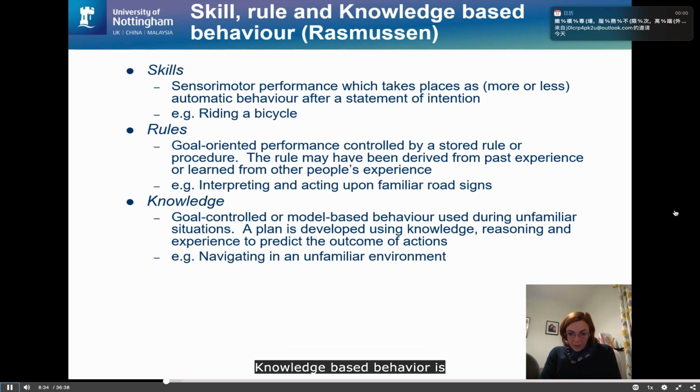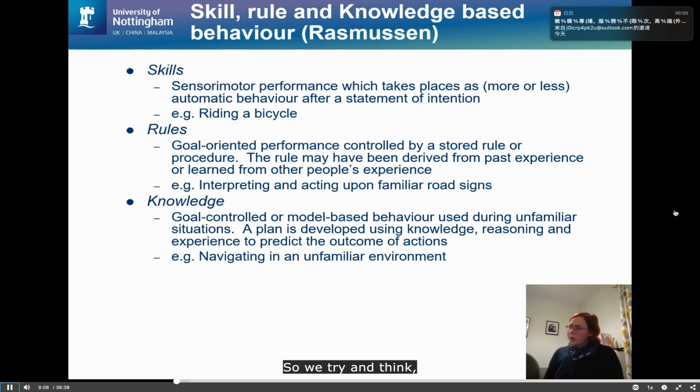Knowledge-based behaviour is one of the things that humans are brilliant at. Remember, humans are fallible, humans are brilliant. Our job is to minimise the impact of human fallibility and maximise the value of human brilliance. Knowledge-based behaviour is goal-controlled or model-based behaviour, and we use it in unfamiliar situations. We develop a plan using our knowledge, our past experience in some way. Reasoning, remember that humans are still good at inductive reasoning. And experience to predict the outcome of actions.